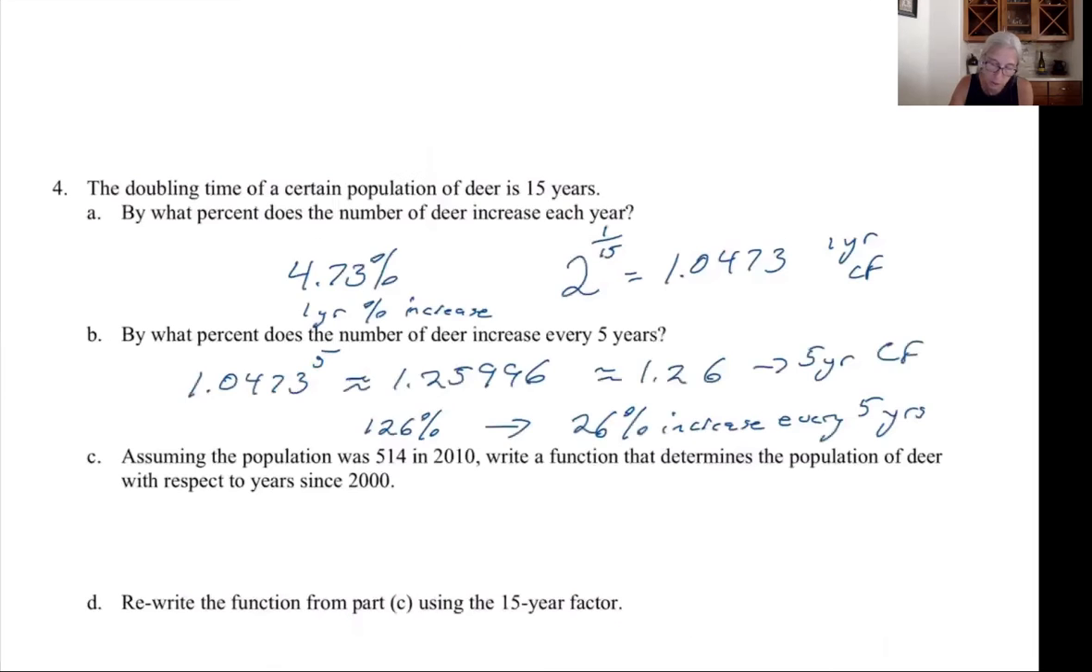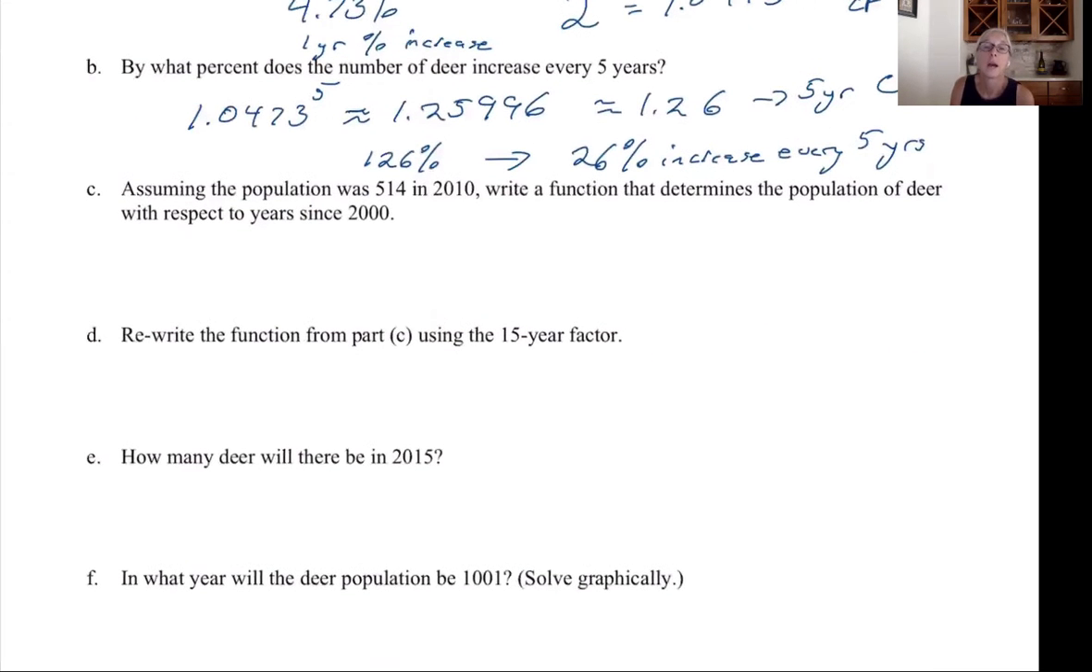So let's look up at this. Now it says, assume the population was 514 in 2010, write a function that determines the population of deer with respect to the years since 2010. So we have to define some variables here.